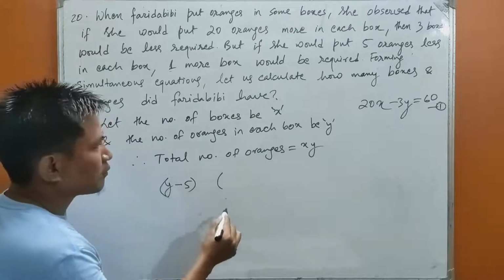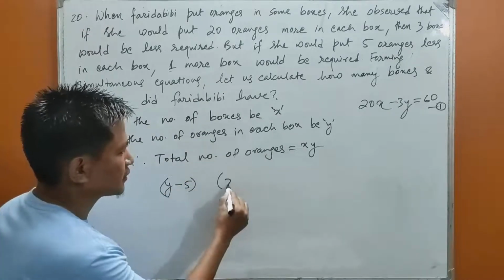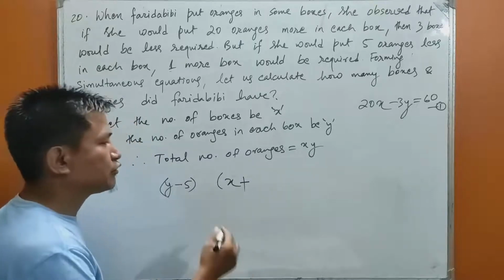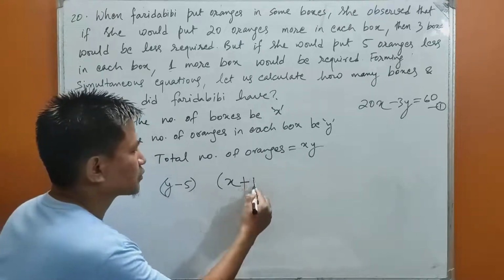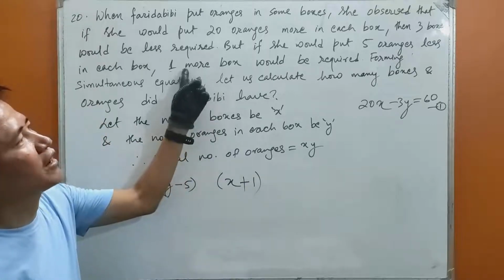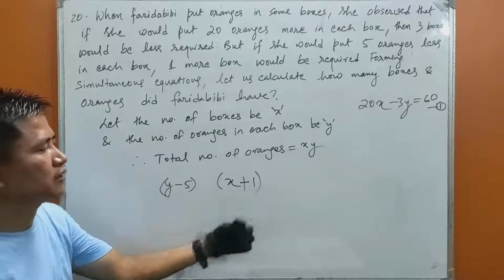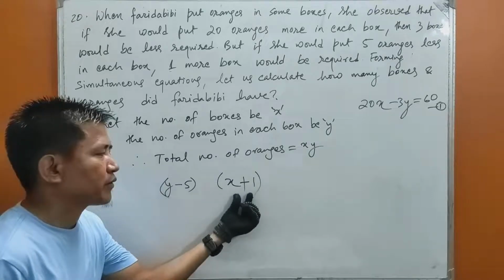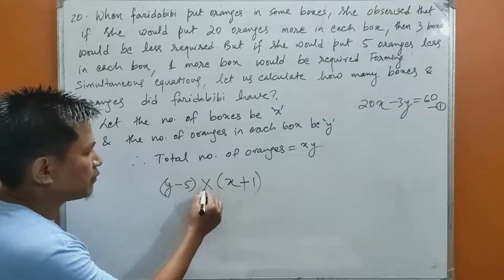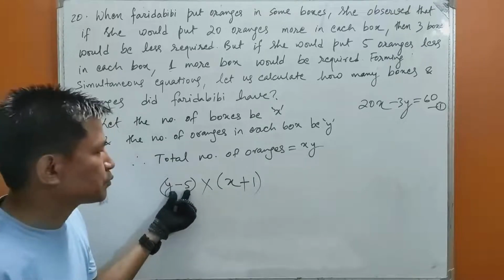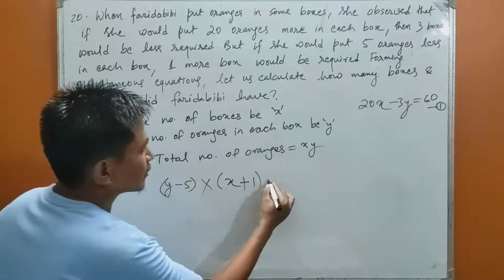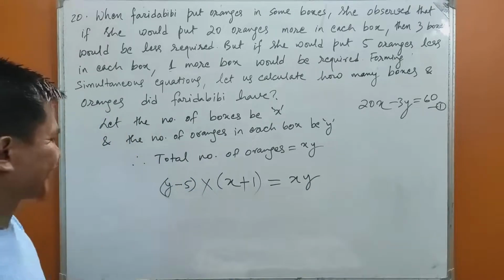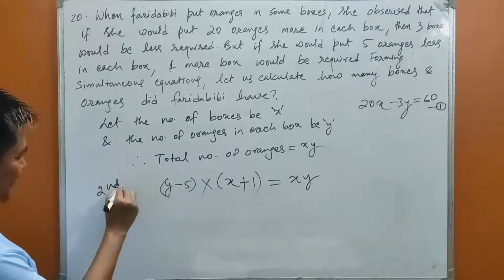So the number of boxes C had is x, isn't it? So if C put less number of oranges in each box, then C would require more boxes. So x plus 1, one more box. So this is the number of oranges in each box, and this is the total number of boxes, isn't it? So when you multiply the number of oranges in each box with the total number of boxes, you get the total number of oranges, that is xy. Okay? I hope you are getting me. This is the second condition.